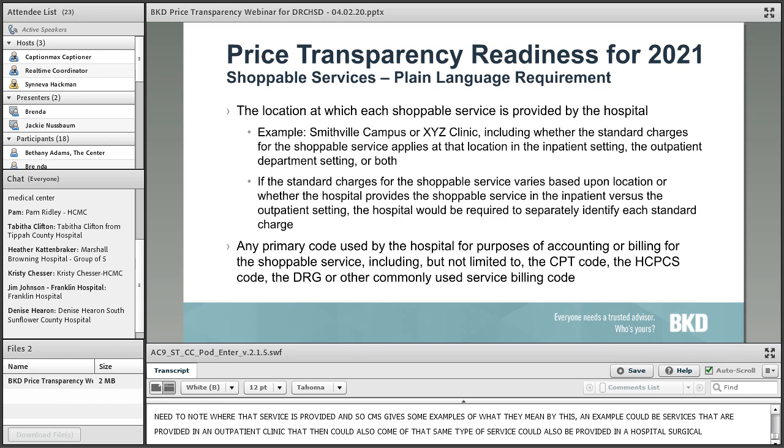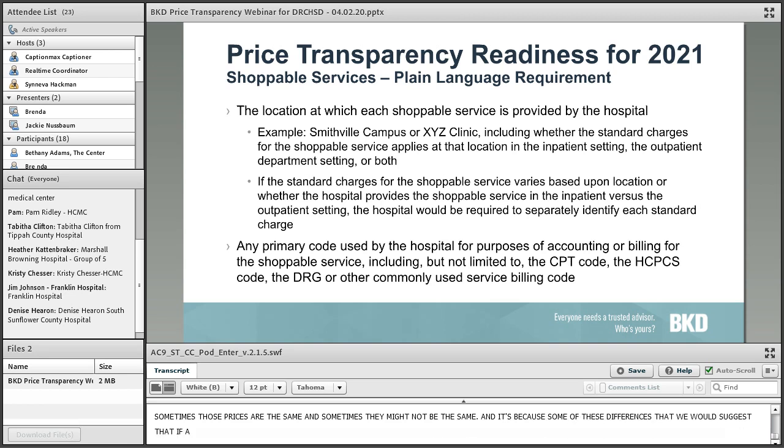In addition to the ancillary services provided with each shoppable service, you'll also need to note where that service is provided. And so CMS gives some examples of what they mean by this. An example could be services that are provided in an outpatient clinic, but that same type of service could also be provided in a hospital surgical suite. And sometimes those prices are the same, sometimes they might not be the same.